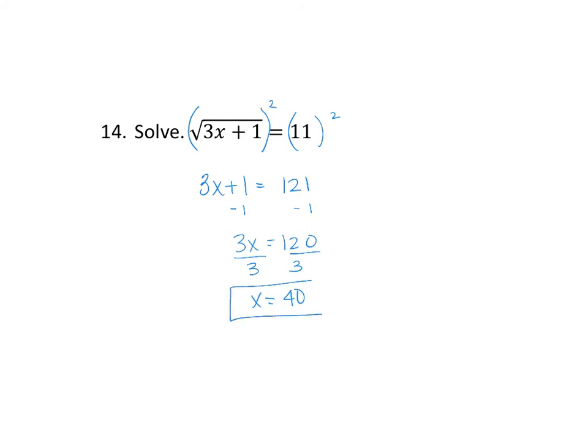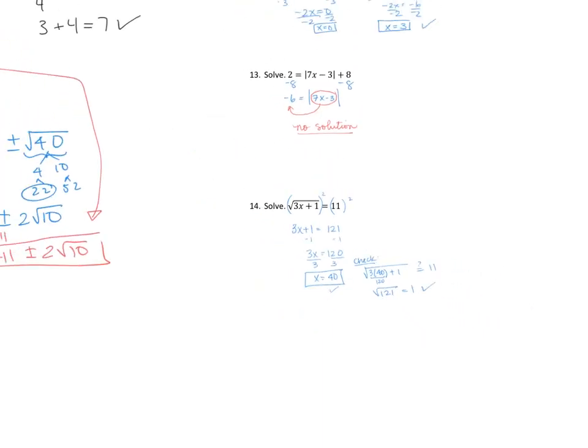Again, you can plug that in. And actually we should, because we want to make sure we're checking for those weird solutions, those extraneous ones. So this will be the square root of 3 times 40 plus 1. We hope that we get 11 out of that. Well, this is 120 plus the 1. We're looking at 121. The square root of that is 11, so it does check. So 40 is good.